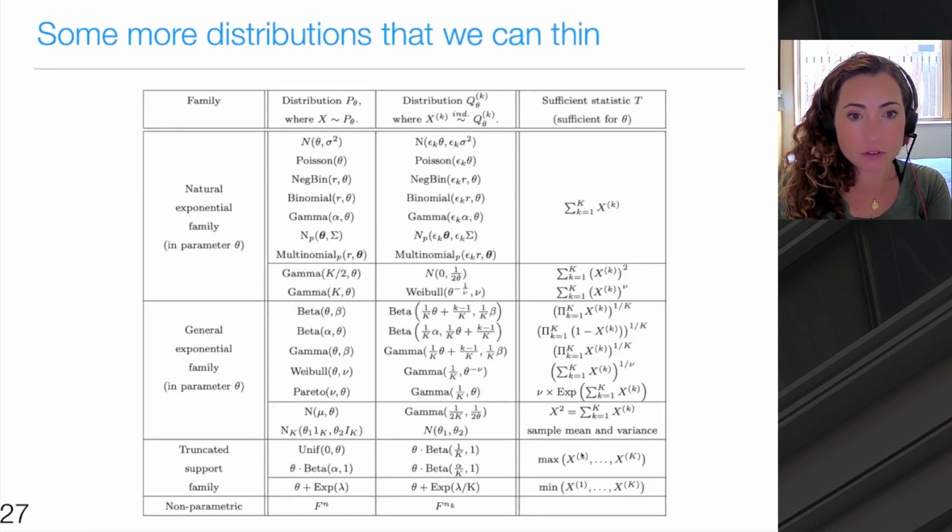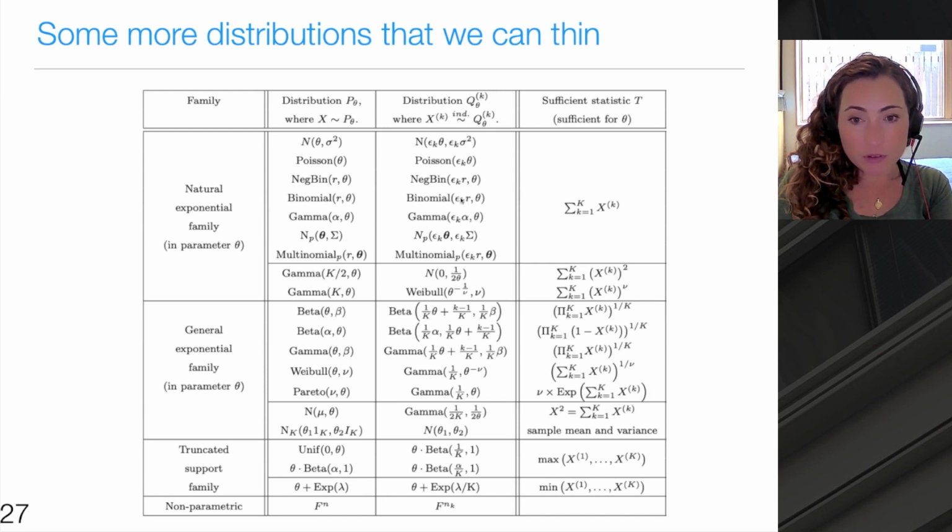So I've gone through a few examples of distributions we can thin, and you might be wondering, did I just choose a few special cases? But the answer is no. Pretty systematically, we're able to thin a lot of distributions. For example, in the natural exponential family, we can pretty much thin anything. If you look at the top of this table in the natural exponential family, the sufficient statistic is going to be addition. For example, to thin a binomial random variable, we're going to split it into multiple binomial random variables where the first parameter is scaled. And in order to get the original binomial from the thinned binomials, we're going to add them.